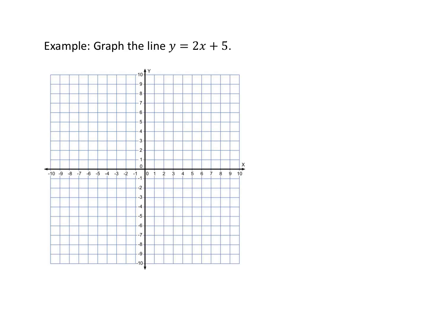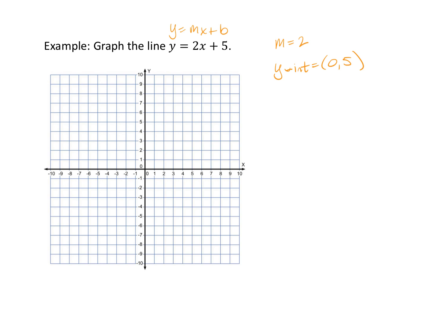We'll do an example of each of these. So y equals 2x plus 5. This is in mx plus b format. It looks like mx plus b. Okay, so my m is 2 and my y-intercept is 0 comma 5.